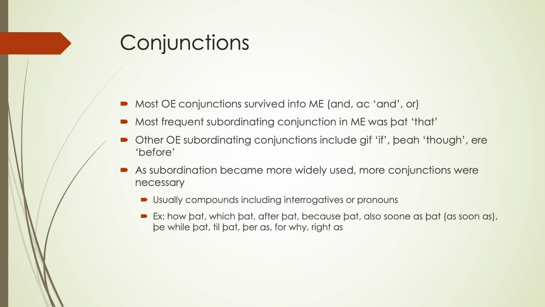And as subordination became more widely used, we end up seeing an increase in some of the conjunctions that were necessary as well. Most of these were compounds that included other pronouns, so things like how that, which that, after that, because that, also as soon as that, for as soon as. So we see some of those more phrase-level conjunctions starting to come into play as well.